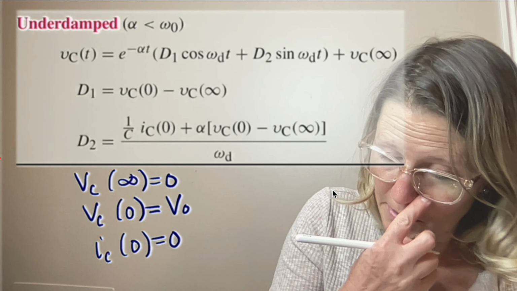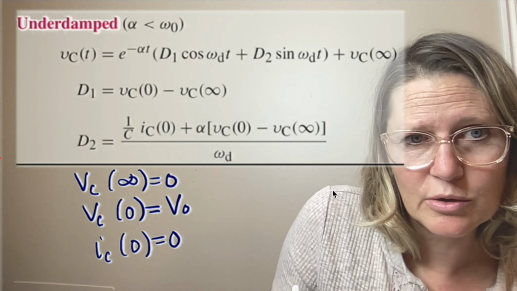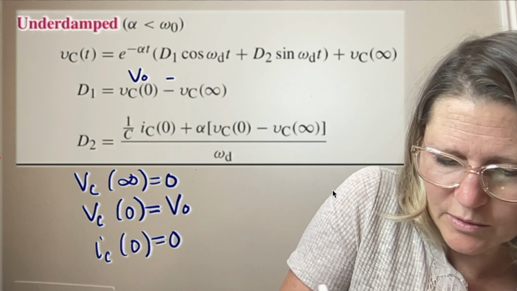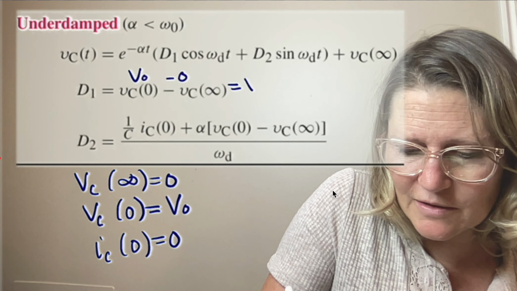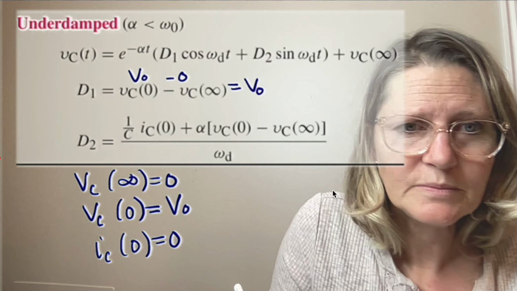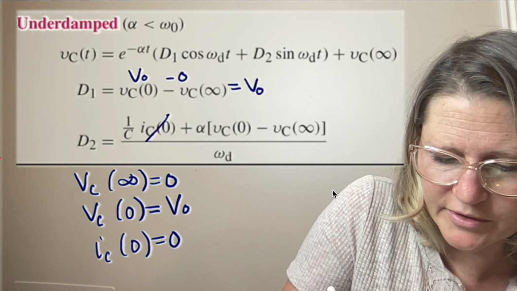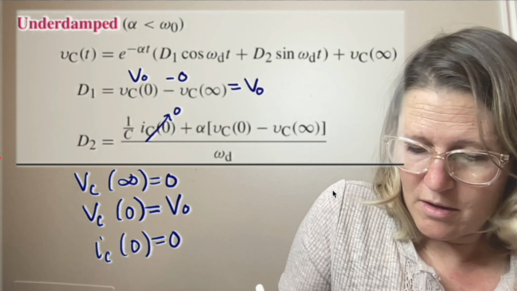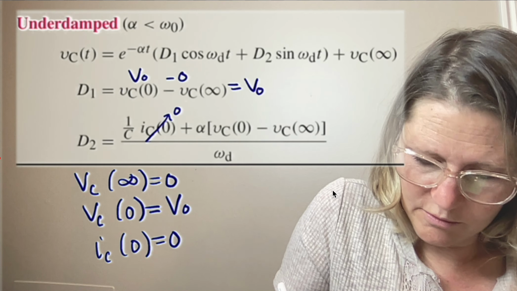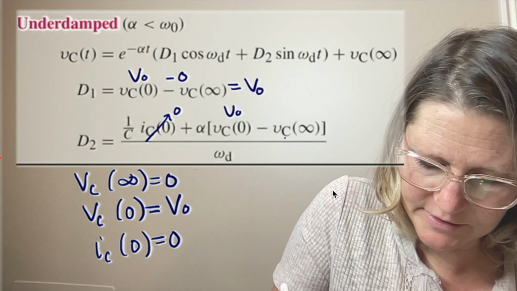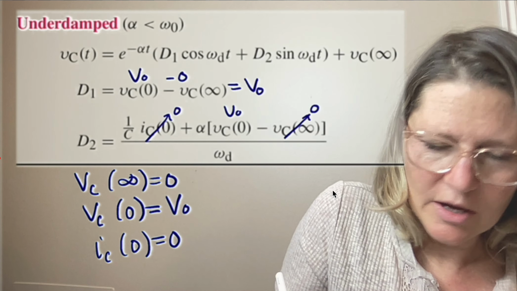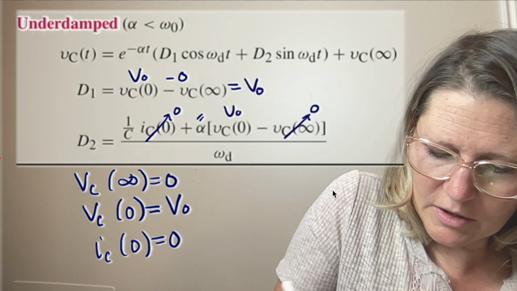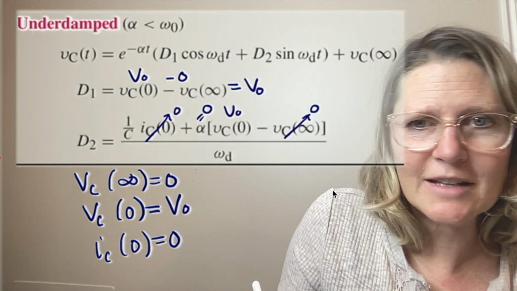And so now we need to find D1 and D2. So VC of 0 was V naught, and infinity was 0. So D1 is V naught. And then IC of 0 was 0. And VC of 0 was V naught. And VC at infinity was 0, and alpha was 0. So that puts D2 at 0.